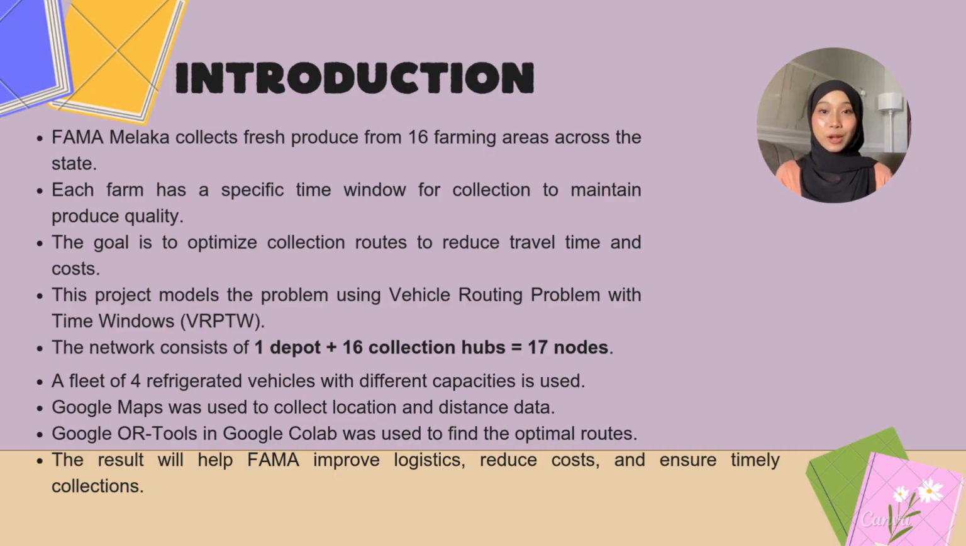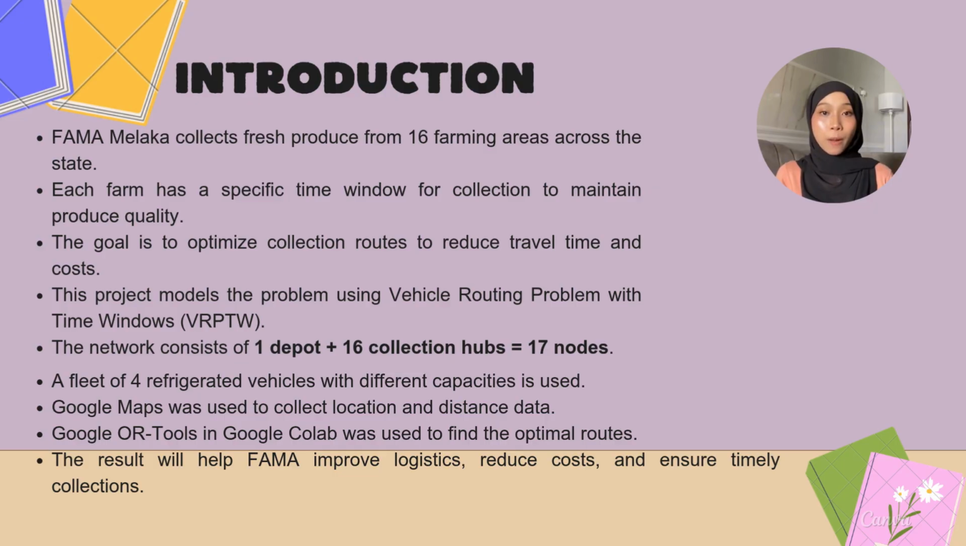Assalamualaikum. Today we are going to present our project on optimizing collection routes for FAMA Melaka. FAMA Melaka is responsible for collecting fresh produce from 16 farming areas across the state. Each farm has a specific time window for collection. This is important to ensure that the produce stays fresh and maintains its quality. The main goal of our project is to find the best collection routes. This will help reduce travel time and lower operational costs.